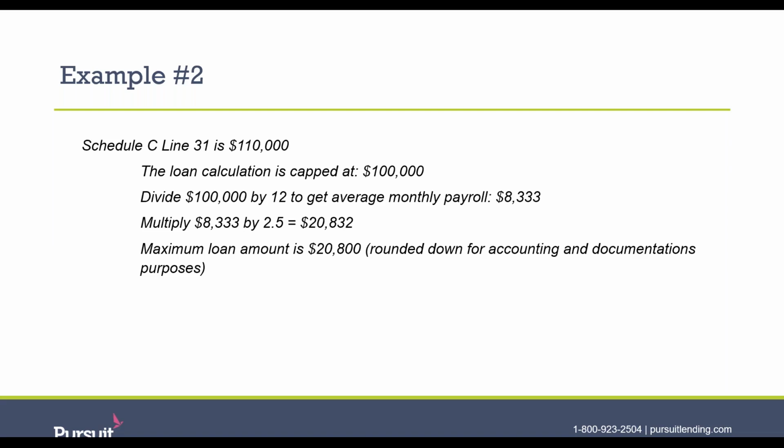Our next example involves a business that reports a net profit on line 31 of their Schedule C of $110,000. As mentioned previously, the maximum amount that can be included for this calculation is $100,000. So we will take that $100,000 and divide it by 12 to get our average monthly payroll of $8,333. Again, we then take that average monthly payroll and multiply it by 2.5 times to get our maximum loan amount of $20,800. Typically, your PPP lender will round these numbers for proper accounting and documentation purposes, just to make it simpler.